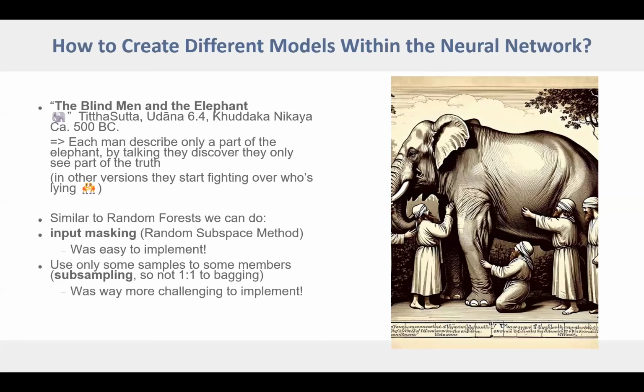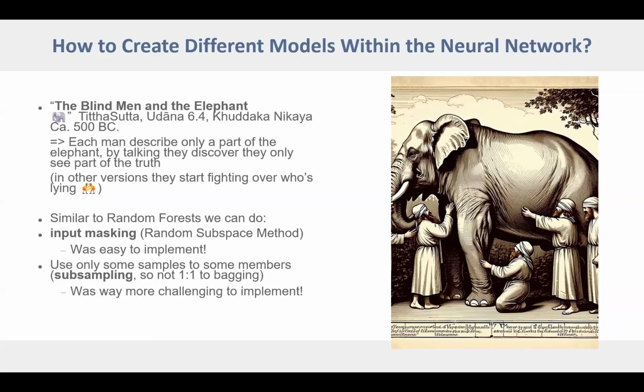Then comes the question, now we have a kind of monolithic neural network structure, so how do we actually induce the differences between them? Similar to random forest, and maybe also similar to this old fable about the blind men and the elephant, they all see a different truth. They're blind, they cannot see the elephant, but they touch it. One touches the leg and says, oh, it's like a column, and another touches the trunk and says it's snake-like.